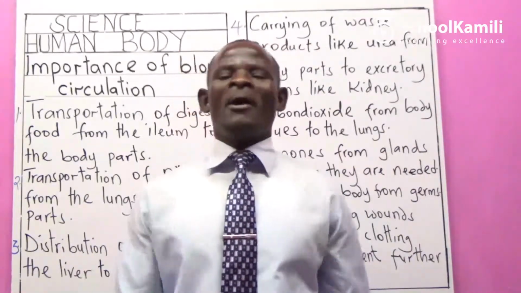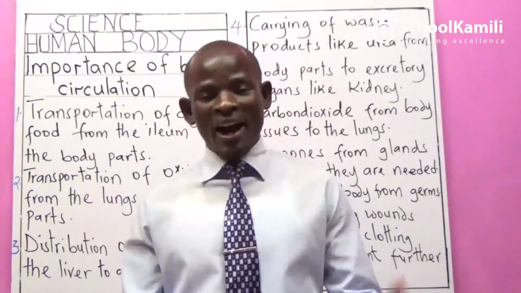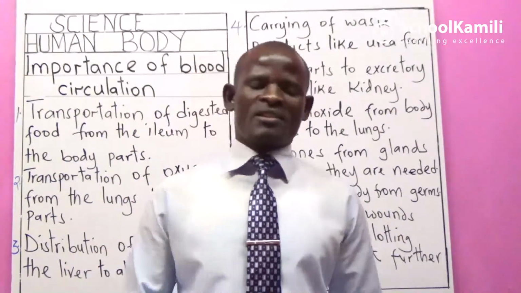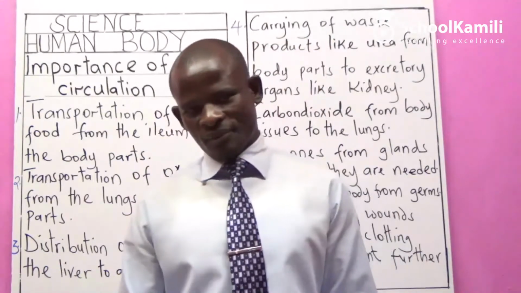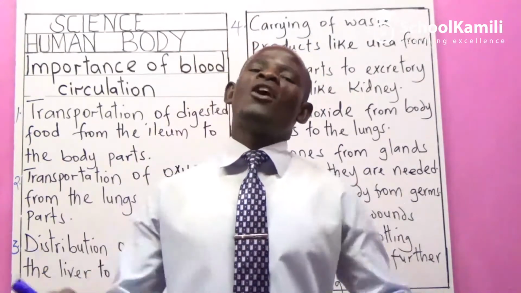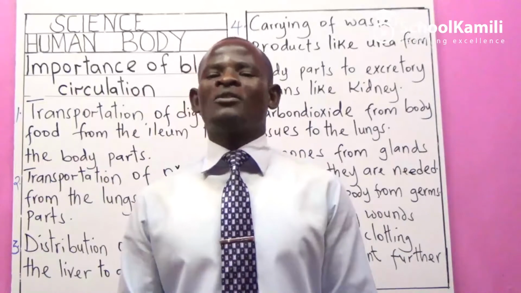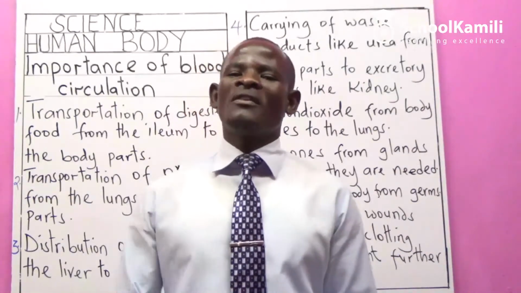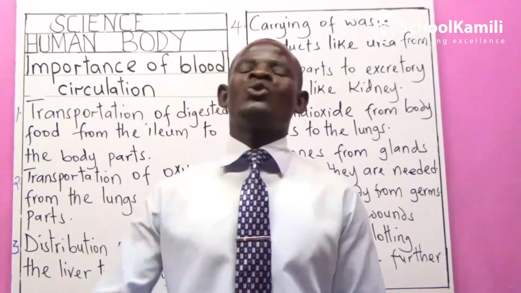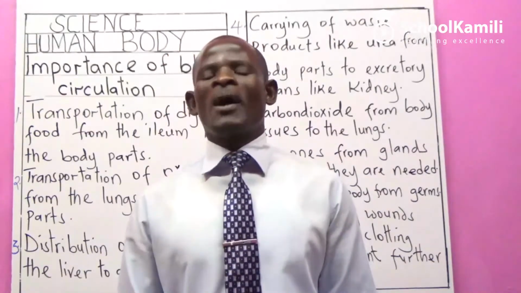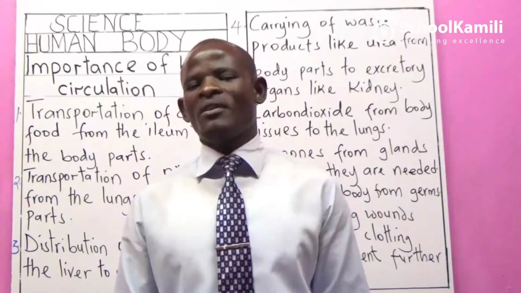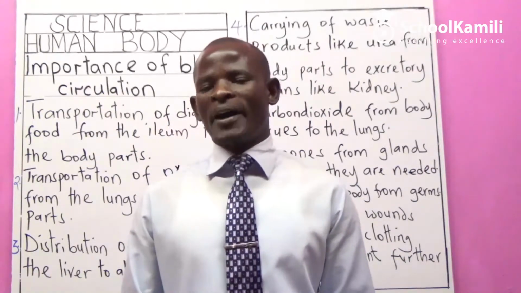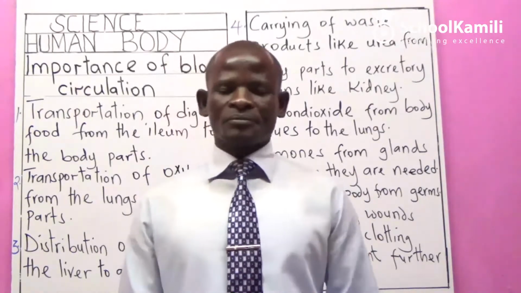Yesterday, we talked about the structure of the heart, the chambers, and the blood vessels associated with the heart. We say that blood from all body parts will come back through the vena cava, will be pumped through the pulmonary artery to go to the lungs, will be brought back to the heart through the pulmonary vein, and will be pumped to all body parts through the aorta.